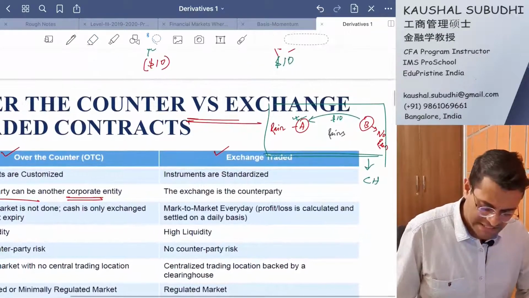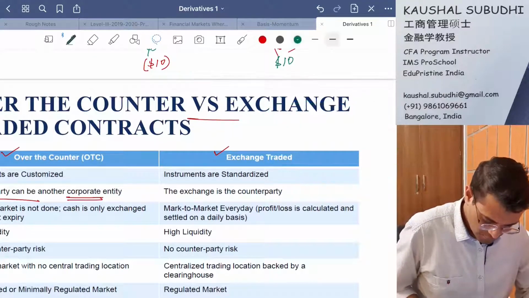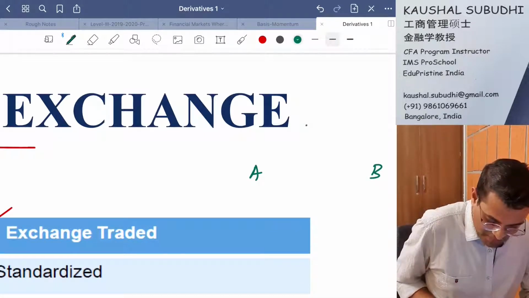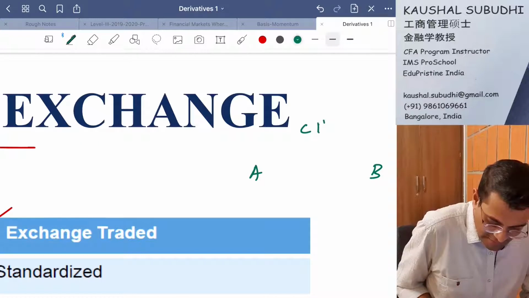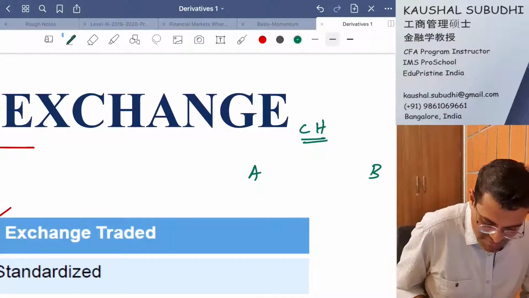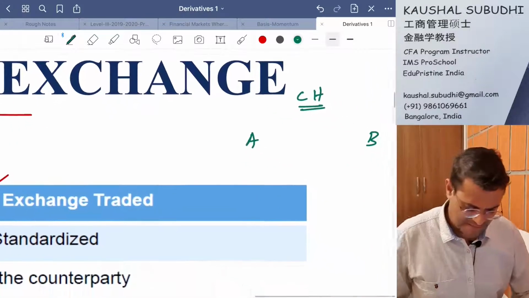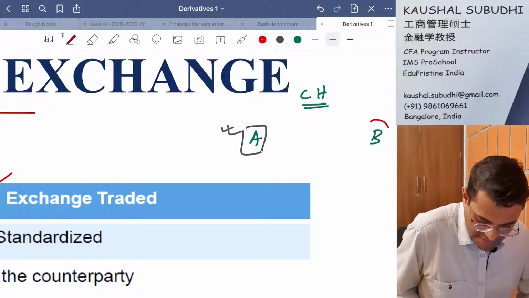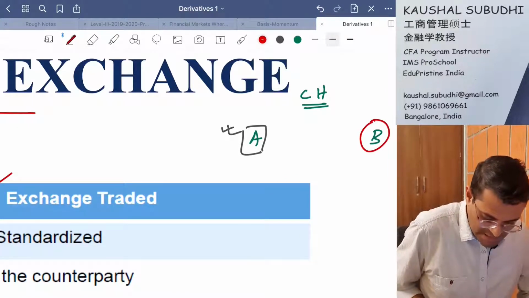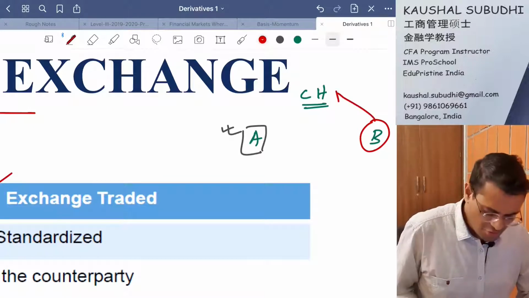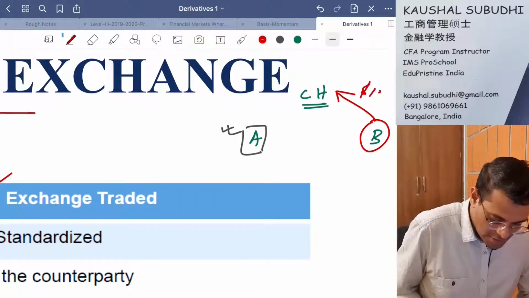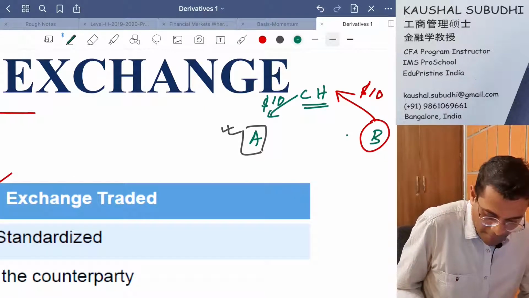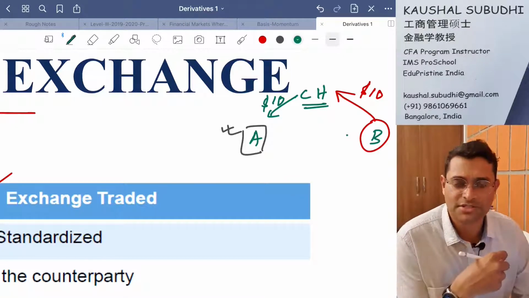But what happens in the exchange traded market is there is a party A, there is a party B, and there is a CCP or central clearing party, also known as the clearing house, which sits in between. Now in the same example, let's assume that A is still the winner and B is the loser. So B is supposed to pay $10 to A, but B is not going to do that. Rather, B is going to pay $10 to the clearing house and the clearing house is going to pay the $10 to A. But of course, there would be some commission which the clearing house is going to retain.